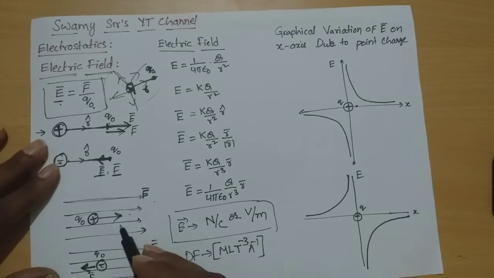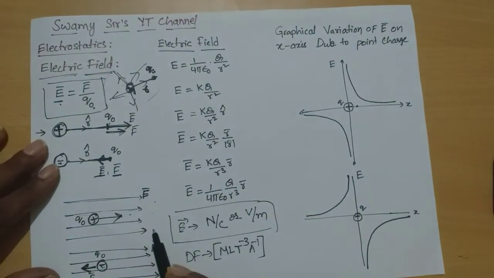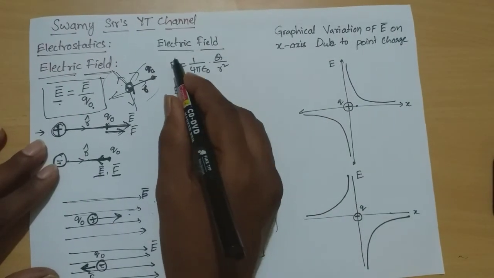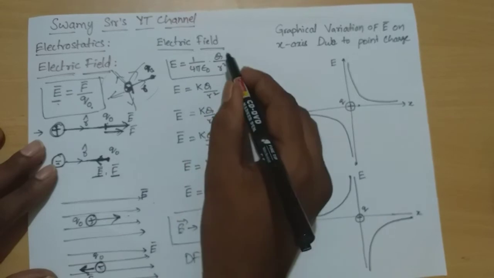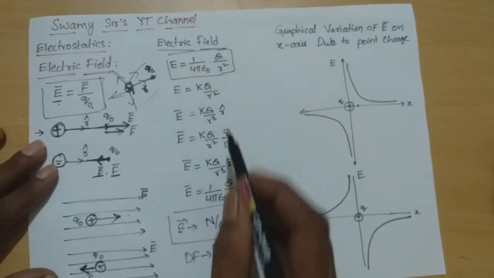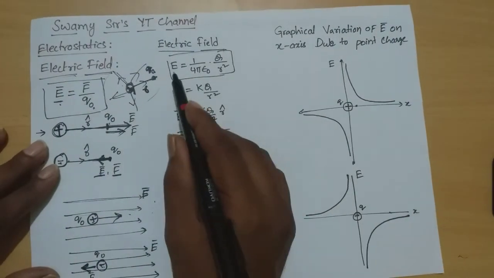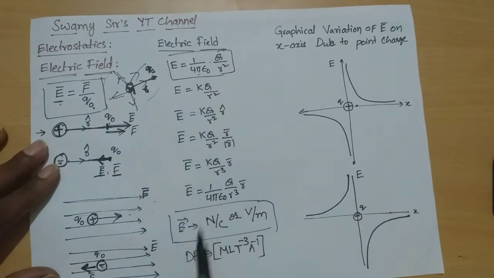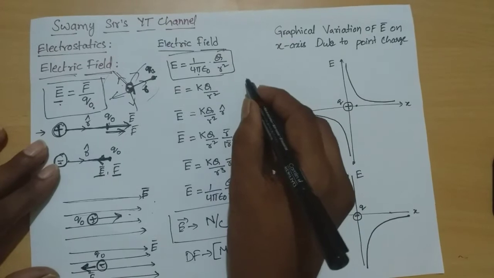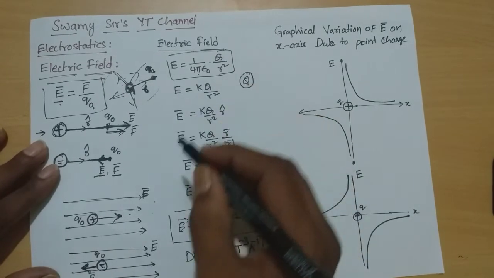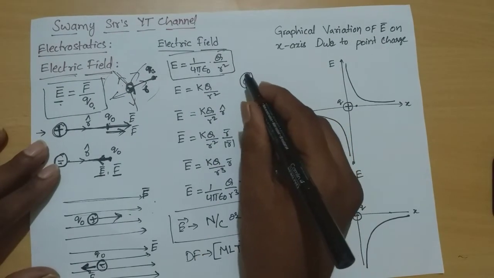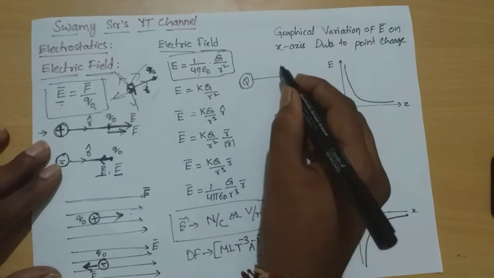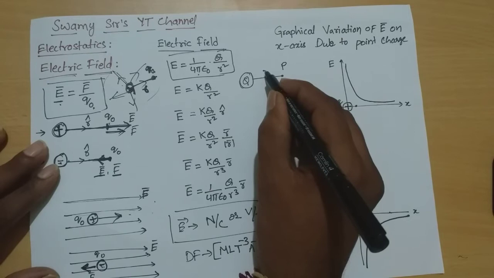Next, suppose due to a point charge, the electric field formula is E equal to 1 by 4 pi epsilon naught q by r square. So the electric field produced by a charge q is E equal to 1 by 4 pi epsilon naught q by r square. Here this is the charge q, producing the electric field. Now what is the intensity of the electric field produced by this one at some point P, at r distance from this q source?